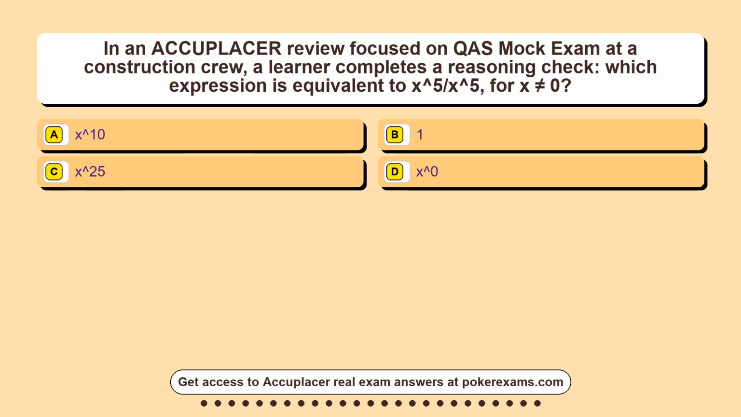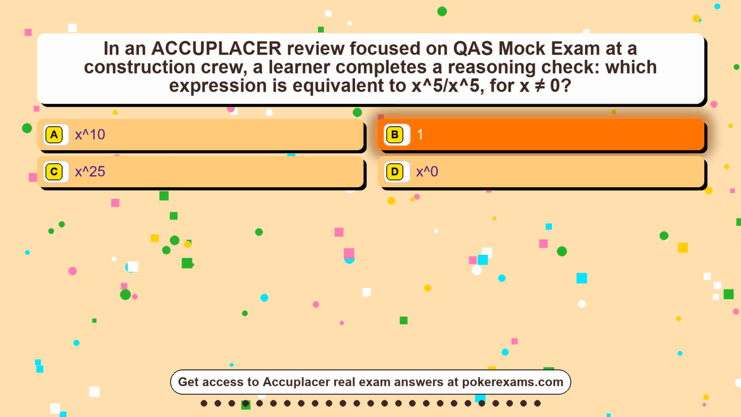Question 5. In an ACCUPLACER review focused on QAS mock exam at a construction crew, a learner completes a reasoning check. Which expression is equivalent to x^5/x^5, for x not equal to 0? Option A, x^10. Option B, 1. Option C, x^25. Option D, x^0. The correct answer is option B, 1.